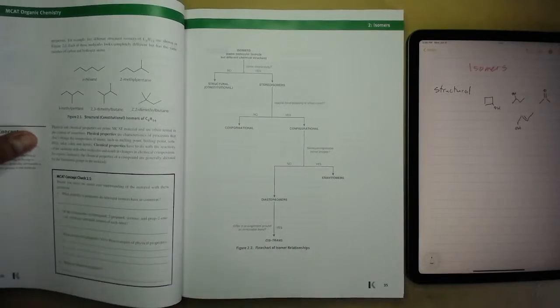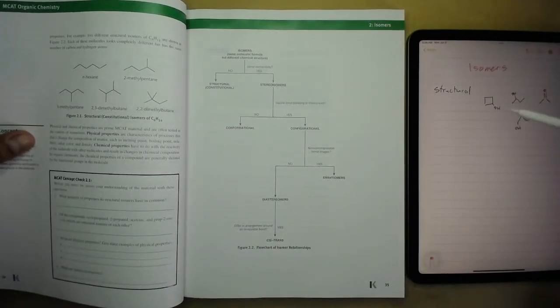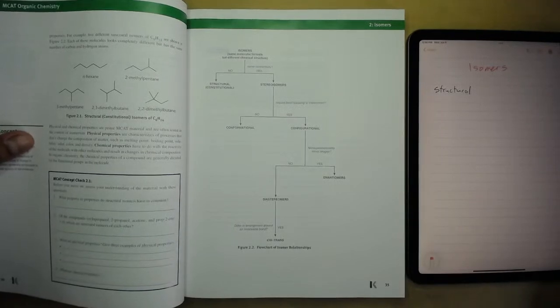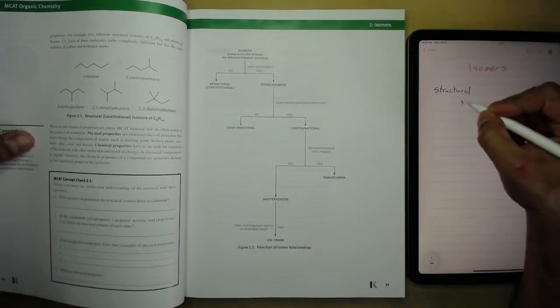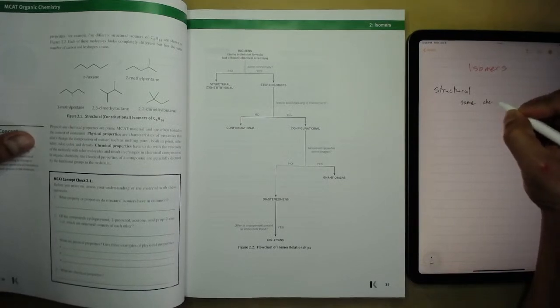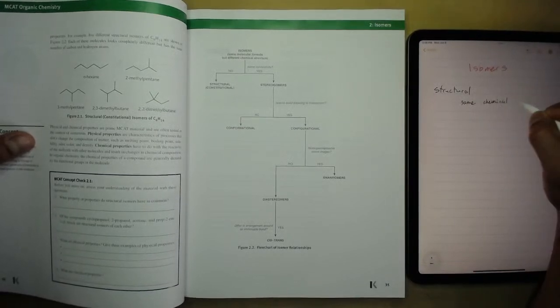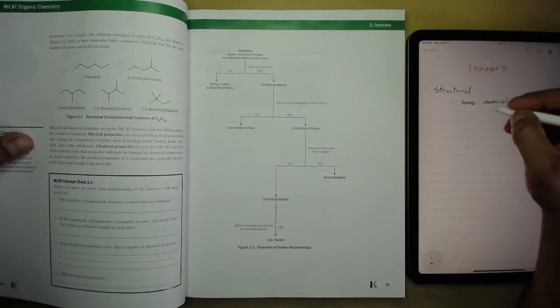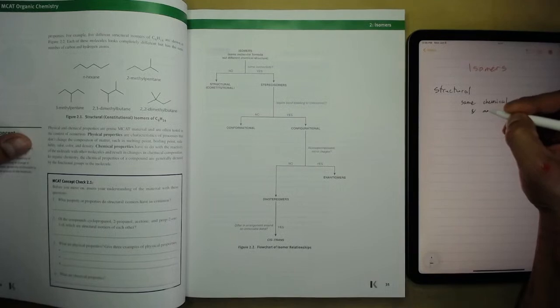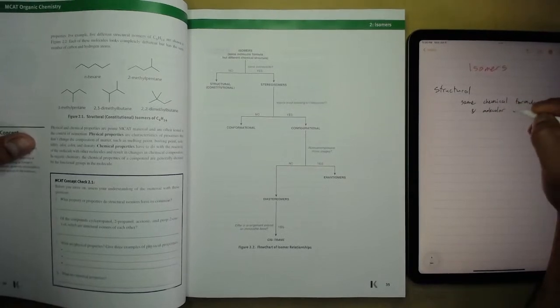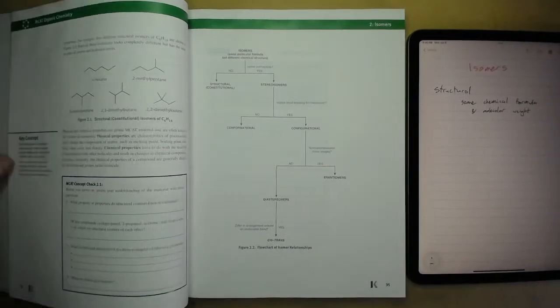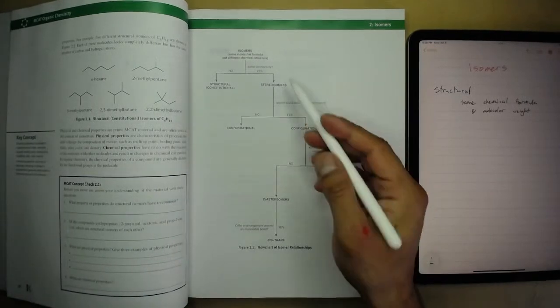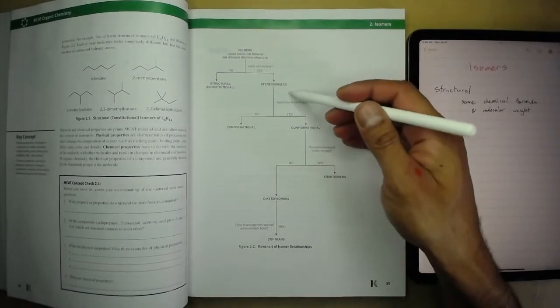All right. Structural isomers have the same chemical formula and molecular weight. And we have this great diagram of isomers.